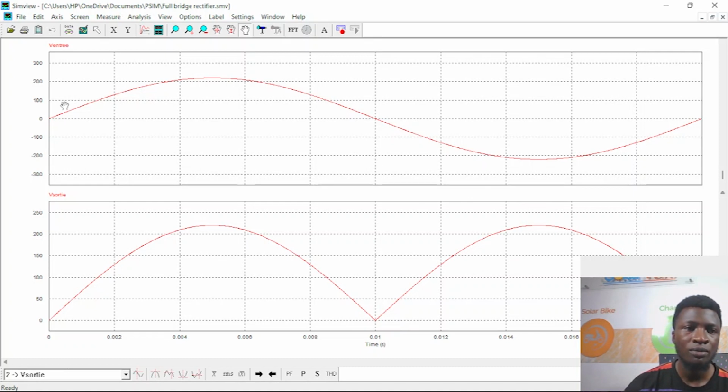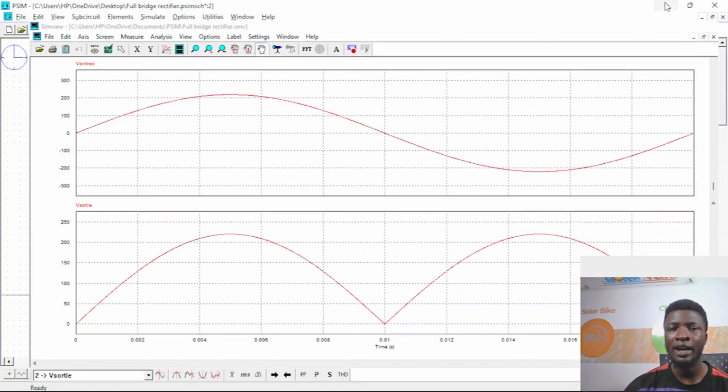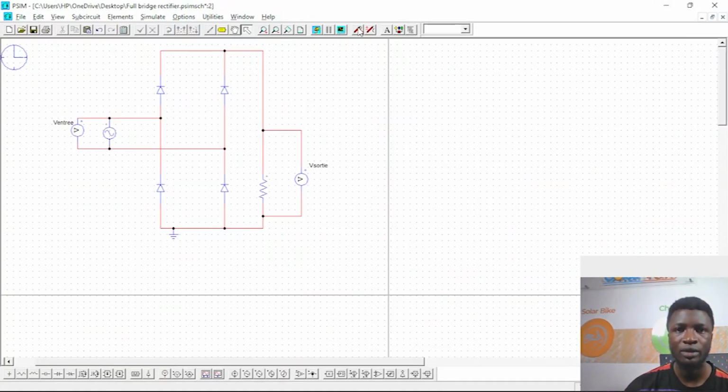We know basically the function of the rectifier is to convert this alternating current to a direct current, but you can see here clearly that this is not yet a direct current. So what do we do? We need to add a filter to it, a capacitance. The function of the capacitance is to smoothen the output voltage.